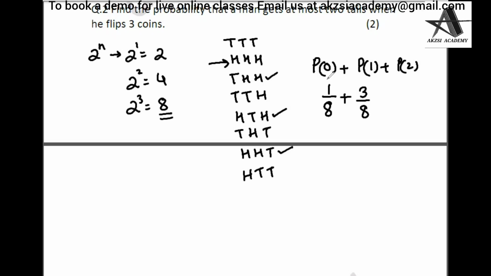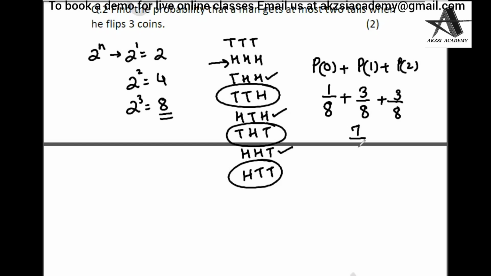First, we have found the probability when he gets 0 tails, then 1 tail, and now we have to find where he gets 2 tails. 2 tails is 1 possibility, 2 possibility, 3 possibility. 3/8. Answer is 7/8. So you can say the probability that a man gets at most 2 tails when he flips 3 coins is 7/8. Or simply, if he is getting at most 2 tails, that means it will be 1 minus where he is getting all tails. All tails is 1/8. So 1 minus 1/8 is 7/8.